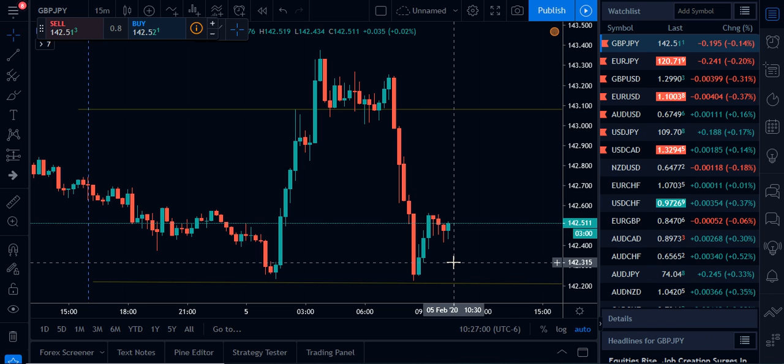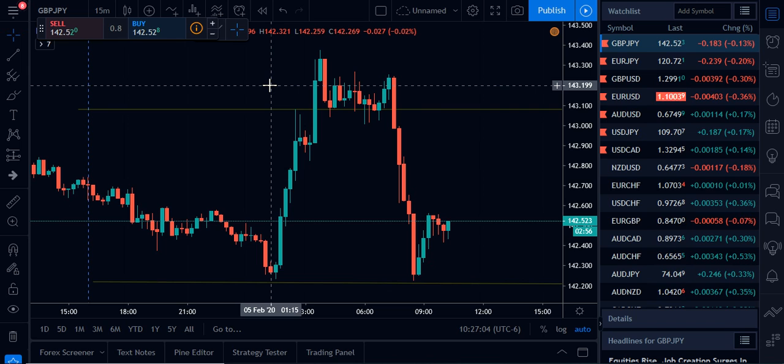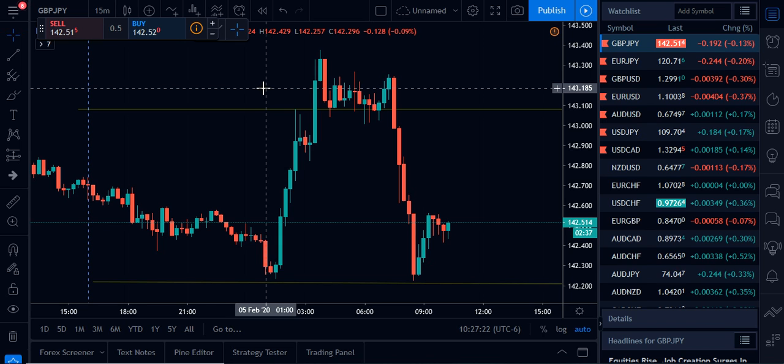Yes, here is the website we're going to be using just for the chart. It's called tradingview.com, and right now I'm looking at the GBP JPY, which is the Great Britain pound against the Japanese yen. So this is a little bit of introduction of the TradingView.